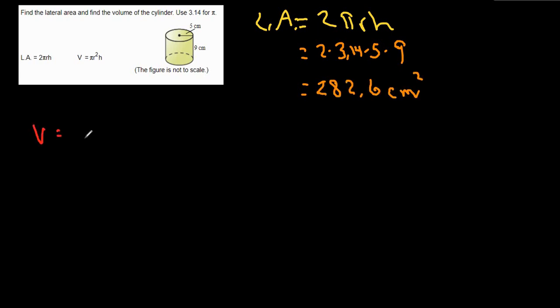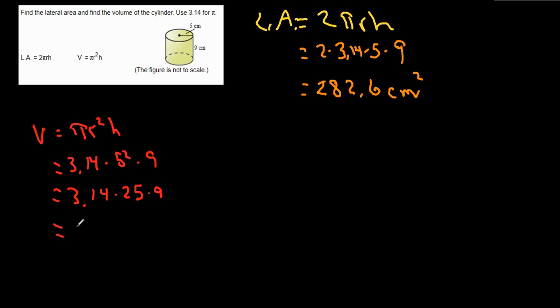And then the volume will be pi r squared h, or 3.14 times 5 squared times 9. And remember that 5 squared is just 5 times 5, which is 25. So we also can do 3.14 times 25 times 9. And when we put that in the calculator, I got 706.5. And this will be centimeters to the third power. So if you need more time, go ahead and pause it.